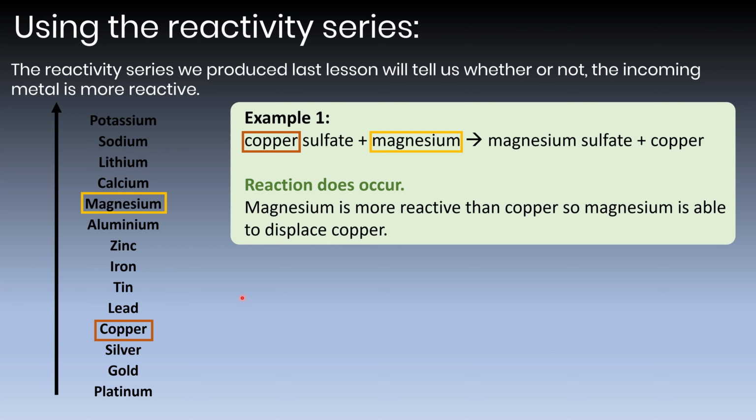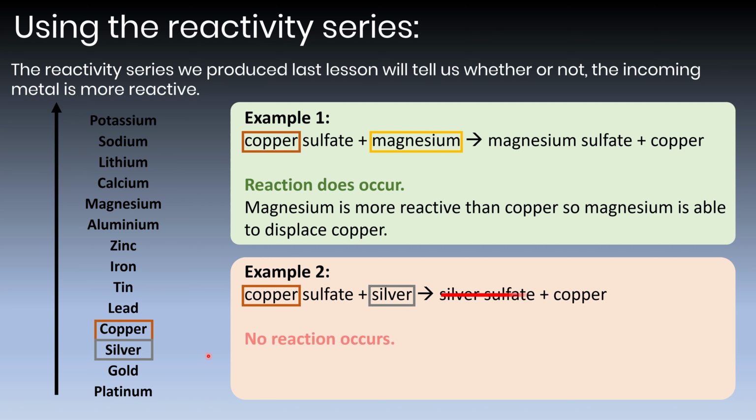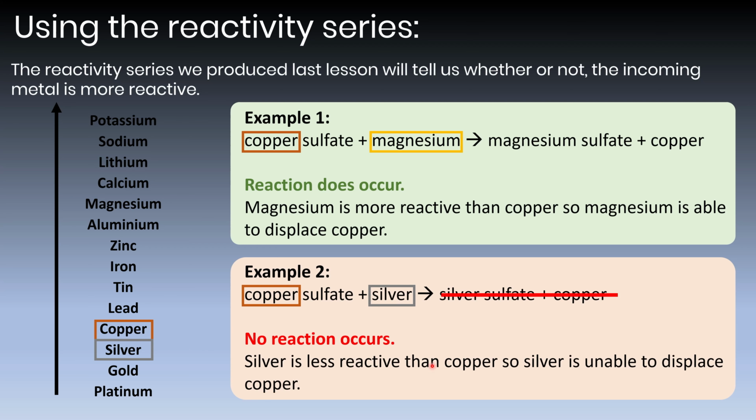Let's have a look at another example. In this example, someone said that copper sulfate can react with silver to make silver sulfate plus copper. Let's consider whether or not this reaction would occur. Here's copper on the reactivity series, but the incoming metal, silver, is actually lower down on the reactivity series. So silver is less reactive than copper. Therefore, this reaction will not occur, and that's because silver is less reactive than copper, so silver is unable to displace copper.